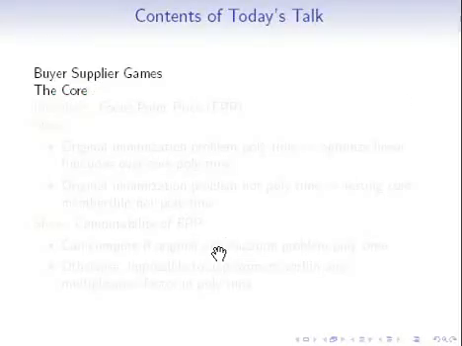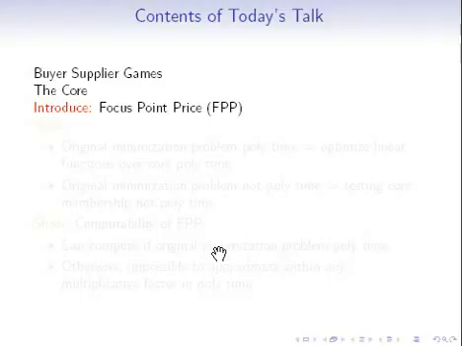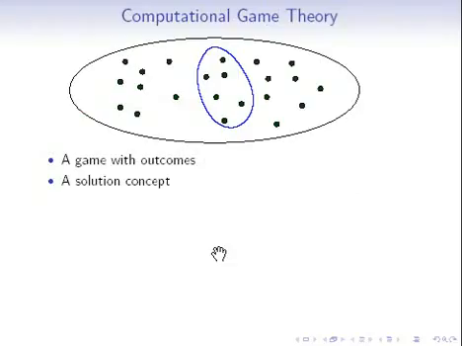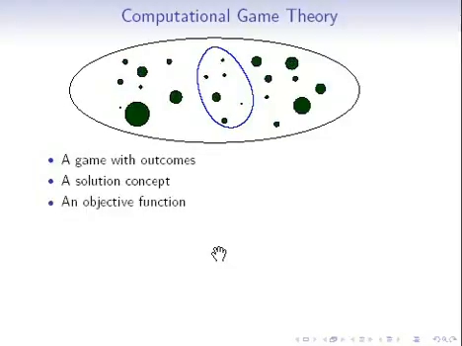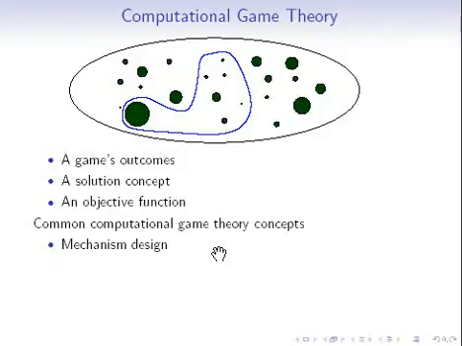Okay, so let's go on to the first real contribution of this paper, that's the focus point price. So we saw this picture just a moment earlier. We had a game with outcomes and a solution concept. But most of us are computer scientists and we like to do computation. And to do this, we have to throw another thing into the mix. We throw in an objective function. This objective function basically tells us which outcomes are preferable to others. And so in computational game theory, we do things such as mechanism design, where we try to play around with the definition of the game so that a particularly desirable outcome is included in the solution concept.